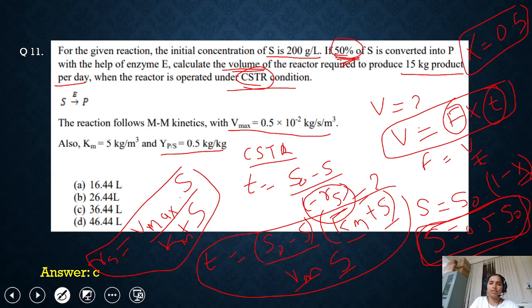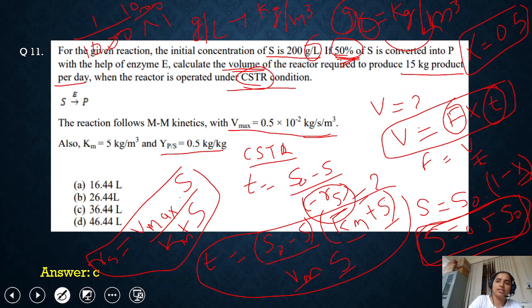One more thing you have to take care of: here the unit of S is given in gram per liter, but the other readings, that is Vmax or Y or Km, are given in kilogram per meter cube. So this gram per liter also needs to be converted into kilogram per meter cube. But this conversion is really easy, because gram per liter is equal to kilogram per meter cube. When you convert gram into kilogram, you divide by 1000. Similarly, for liter to meter cube conversion, we also divide by 1000. So this will cancel, and these units become equal. But you have to take care of these things, because it is really important to take care of the units; when you don't consider the units, then definitely your answer will not come out correct.